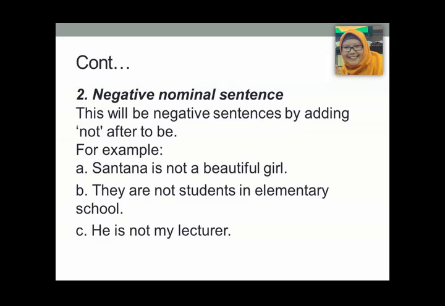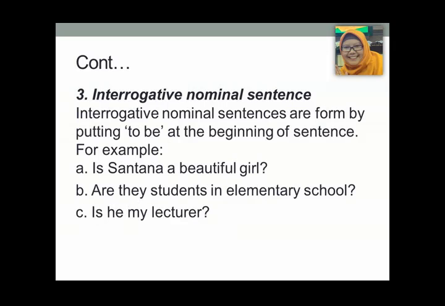Okay. And the last one in nominal sentences, we have the interrogative nominal sentence, which refers to questions. Yeah? Interrogative nominal sentences are formed by putting to be at the beginning of the sentence. For example, is Santana a beautiful girl? So we have a question mark here because this is a sentence. We have a capital letter and we have meaning over here. It means that you are asking whether Santana is beautiful. And then the second one, are they students in elementary schools? The last one is, is he my lecturer?